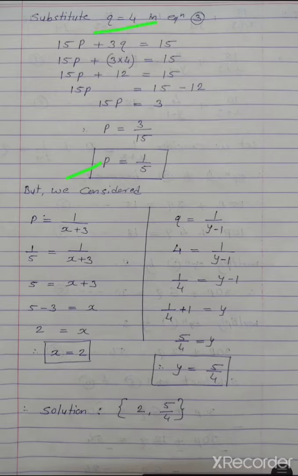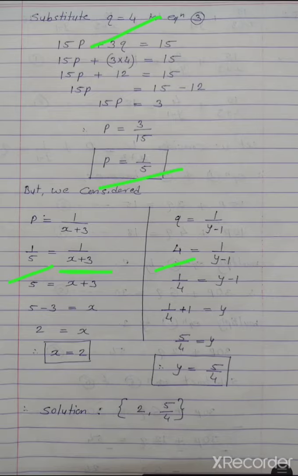So here we get the values of the alphabets we considered already. So these are the two values of those alphabets. Here we considered p is equal to 1 upon x minus 3 and q is equal to 1 upon y minus 3. So from these values, these are the two substitutions.